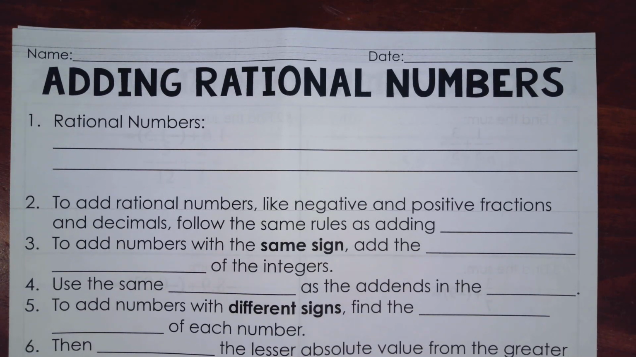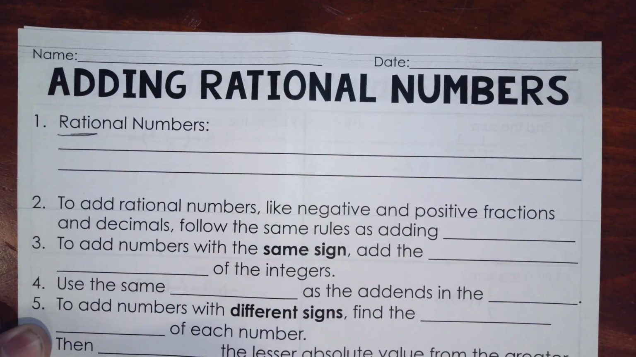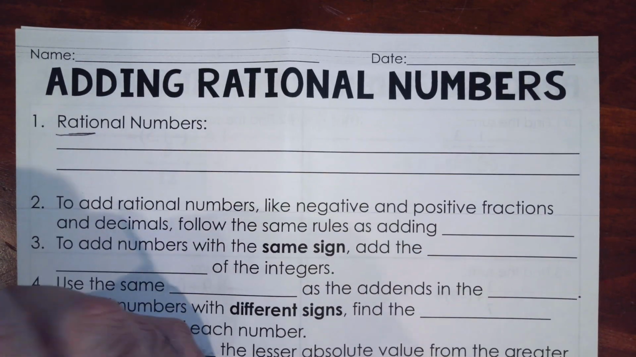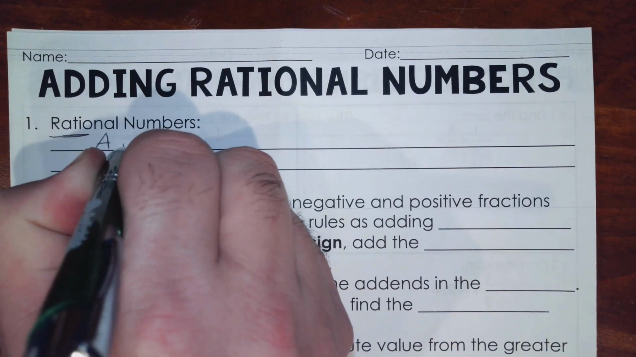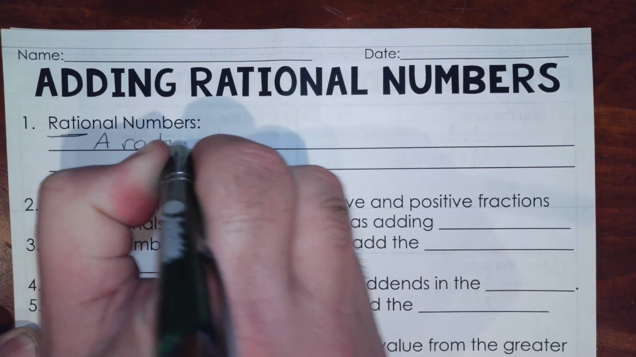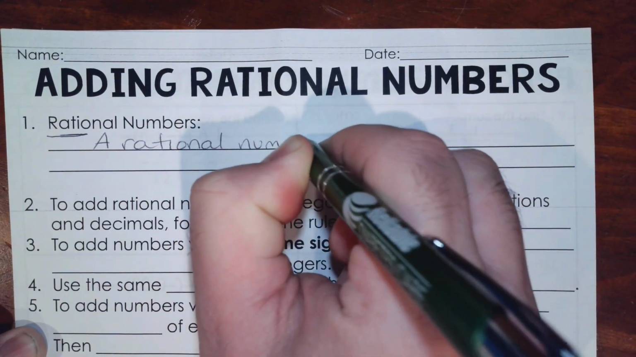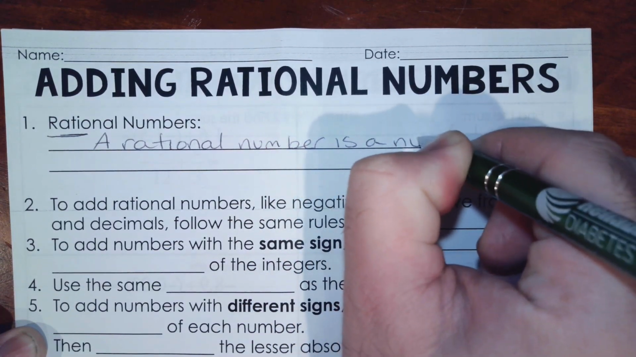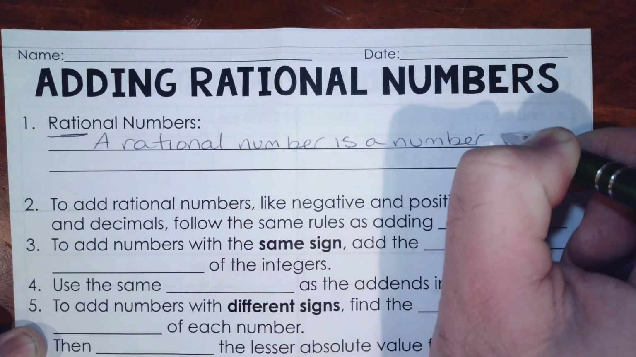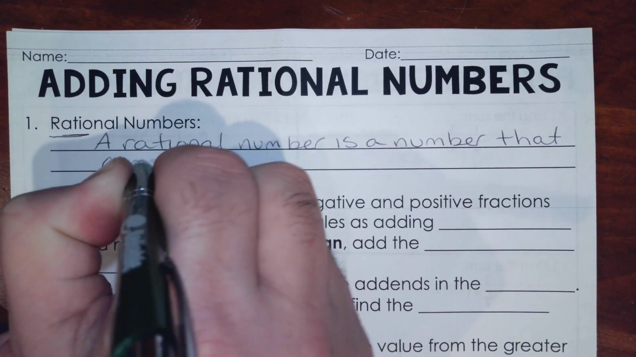It's important that we understand what a rational number is. So the word rational has the root word of ratio, and a rational number is a number that we can write as a fraction. So a rational number is a number that can be written as a fraction.